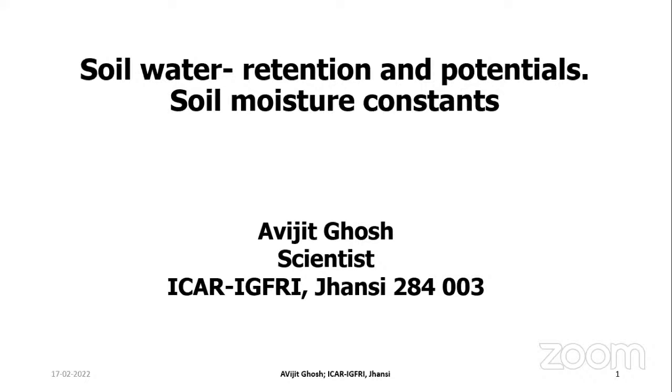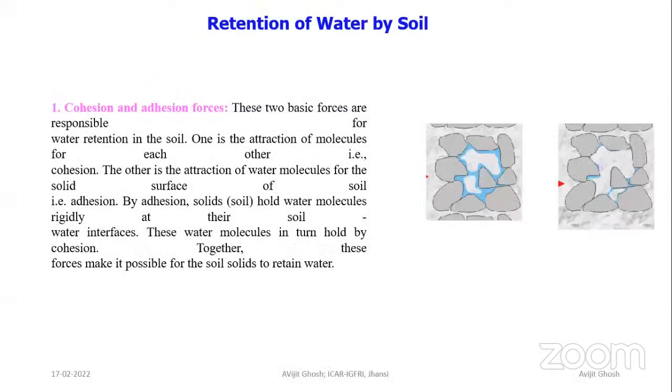Our first topic is soil water retention and potential and soil moisture constants. For that, first we have to know how water is retained in soil. Basically, the two main forces, as I told yesterday also, cohesion and adhesion forces of soil, are the main factors responsible for retention of water by soil. What are those? Again, I am telling that cohesion means same.